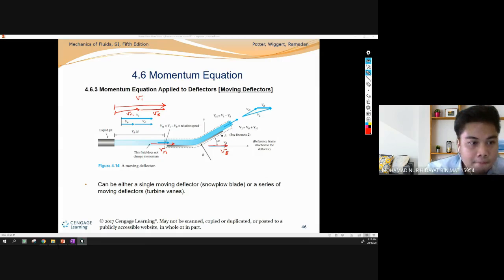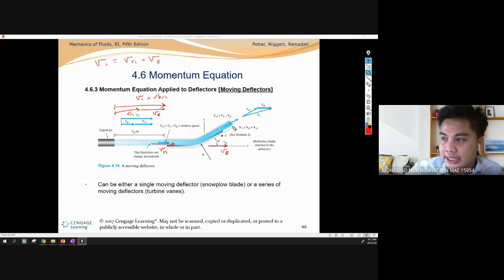This V1 is the inlet velocity. Remember, the inlet velocity: VR1 plus VB, the velocity of deflector motion, will equal V1. V1 is the absolute velocity. So when the question asks to find the absolute velocity V1, this is V1. In order to get V1, it is equal to VR1 plus VB.